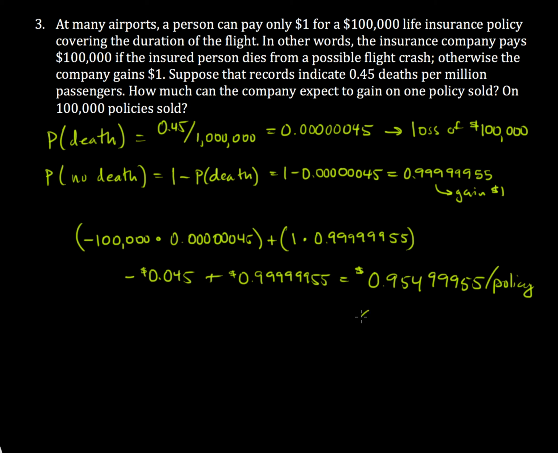If we would just take that and we multiply it times 100,000, we know that if this airport sells 100,000 of these policies in a certain time period, they stand to gain $95,499 and 90. Is that right? 1, 2, 3, 4, 5, 6, 900. Oh, I think I got this wrong here. Sorry, I think I wrote this out wrong. If we multiply this by 100,000, we would have $954,999.55 that they're going to gain.